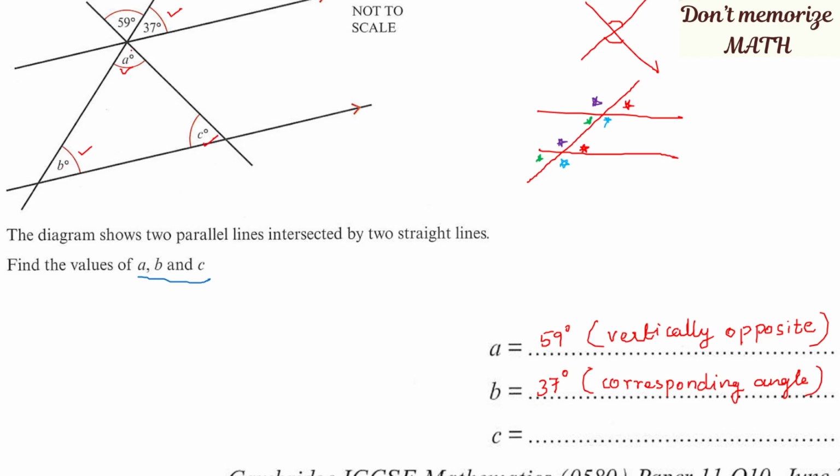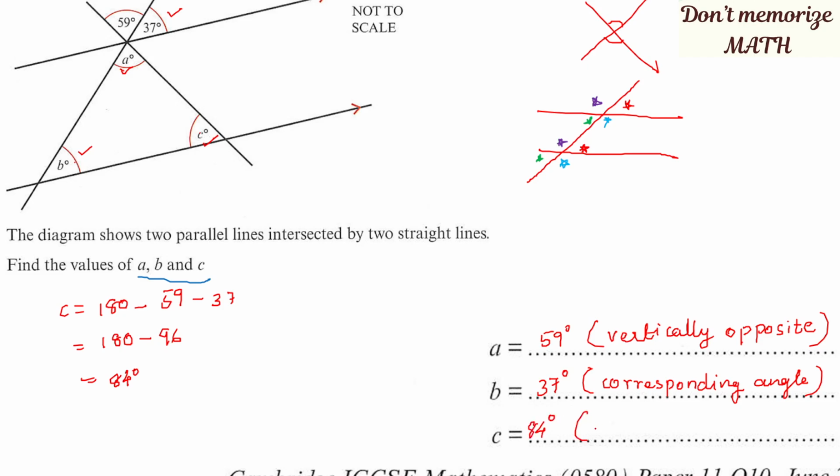Next, how to find C? You can see a triangle. Angle sum of a triangle is 180. If you add A plus B plus C, it will always be 180 degrees. So C will be 180 minus A, which we already got as 59, minus B, which is 37. You can take 180 minus 59, then subtract 37 from that. Otherwise, 59 plus 37 is 96. So 180 minus 96 is 84 degrees. So C is 84 degrees.